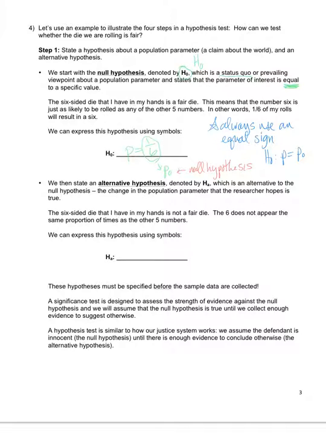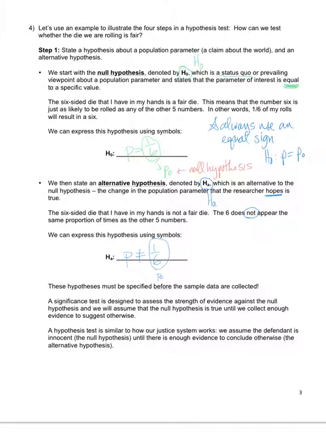All right, the second bullet, the alternative. So we then state an alternative hypothesis, and we denote that with H and an A for alternative, which is an alternative to the null hypothesis, the change in the population parameter that the researcher hopes is true. So the six-sided die that I have in my hands is not a fair die. The 6 does not appear in the same proportion of times as the other 5 numbers. And we can express this hypothesis using symbols as well. So this is the key word here, that the 6 doesn't appear in the same proportion of time as the other 5 numbers. So we would say that P is not equal to 1/6. And you notice that this is that same value that we had in our null hypothesis earlier.